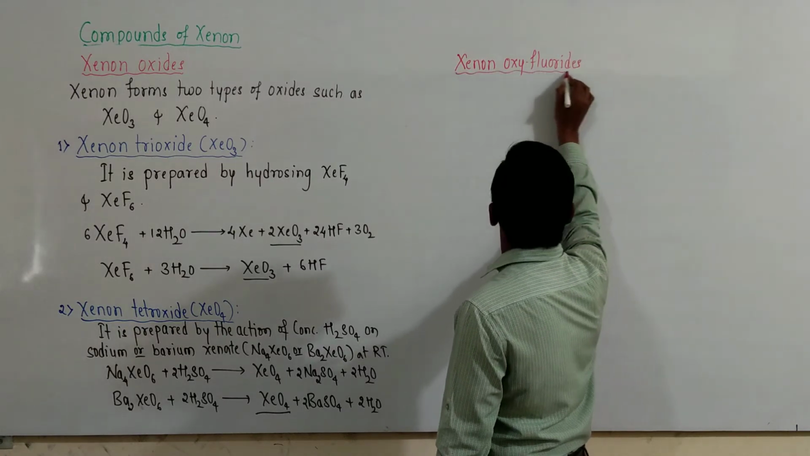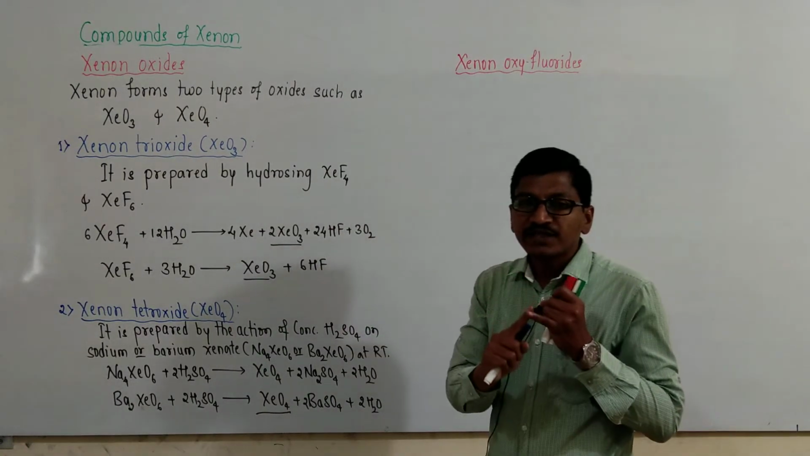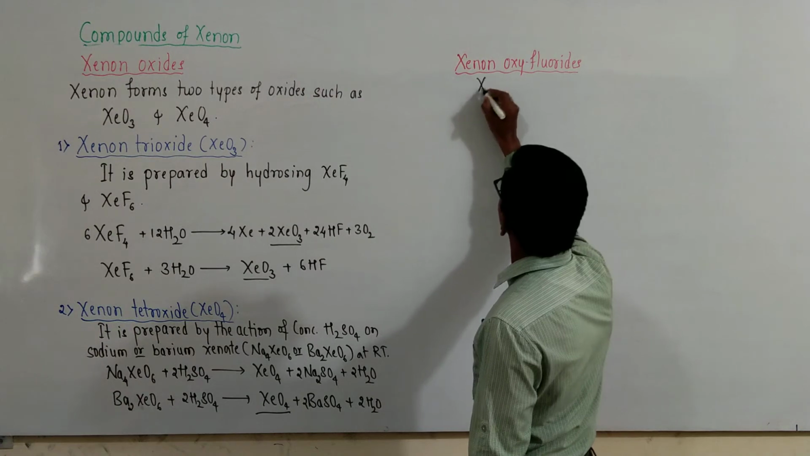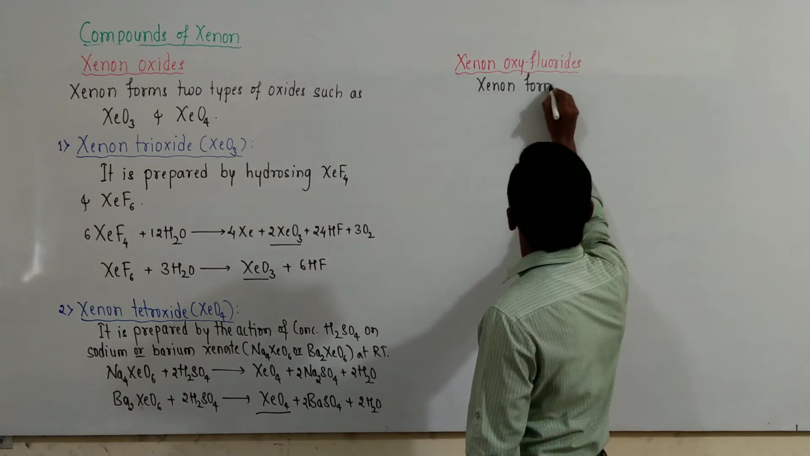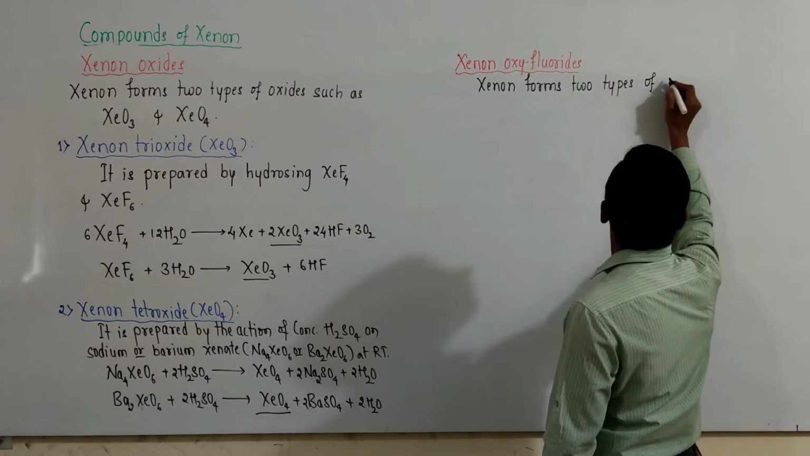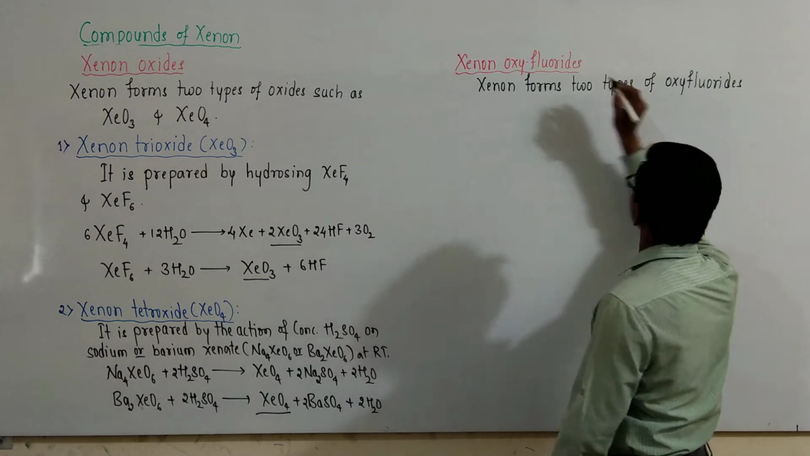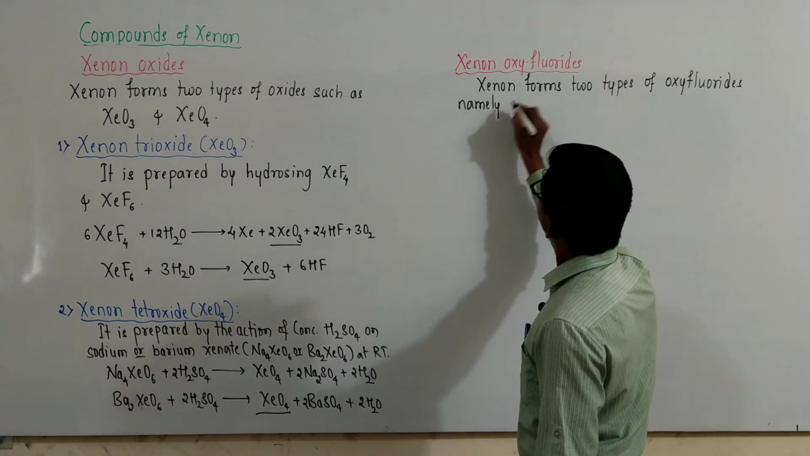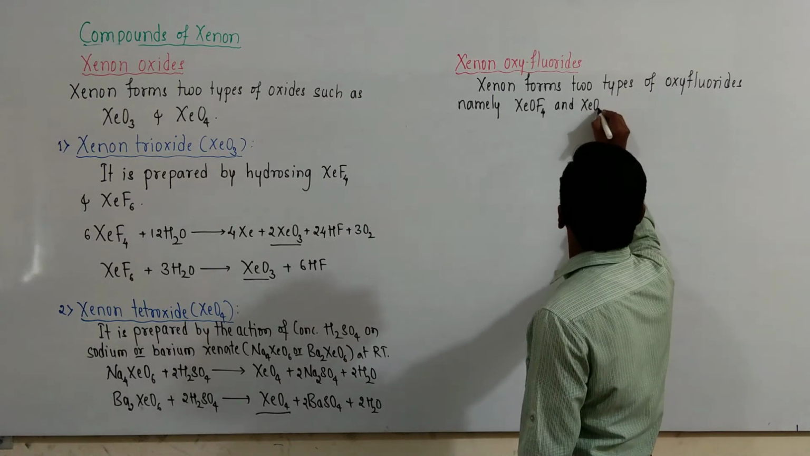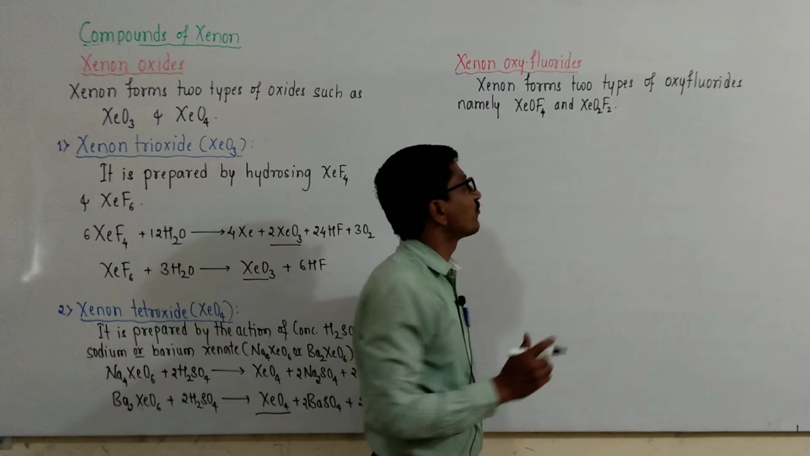Oxyfluorides. Xenon forms two xenon oxyfluorides, namely XeOF4 and XeO2F2, and these are prepared or obtained by partial hydrolysis of xenon hexafluoride.